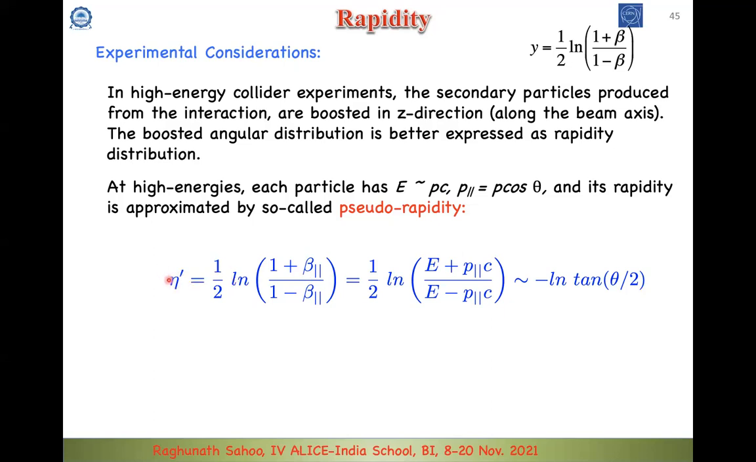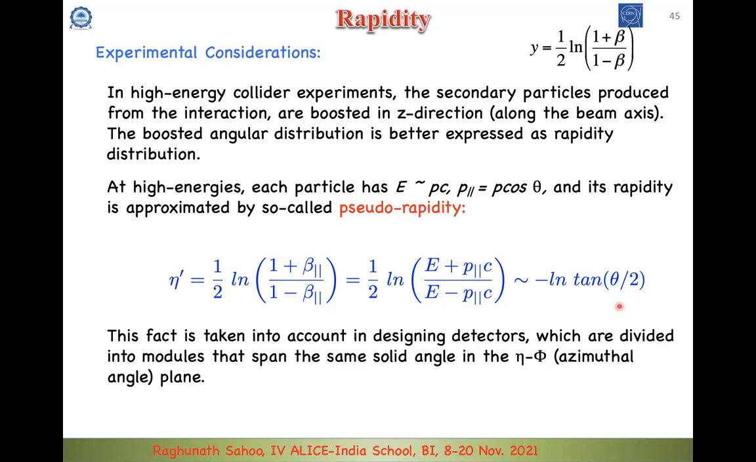So this is essentially y. So y from my last definition was half log 1 plus beta parallel divided by 1 minus beta parallel. So now from this I can rewrite using energy and momentum, and I can show that this is nothing but minus log tan theta by 2, right? So your E can be written as P parallel, which is equal to P cos theta, because E goes like PC, C is equal to 1, okay? And then I can take common P parallel or P cos theta, so then things will cancel out. So giving me minus log tan theta by 2.